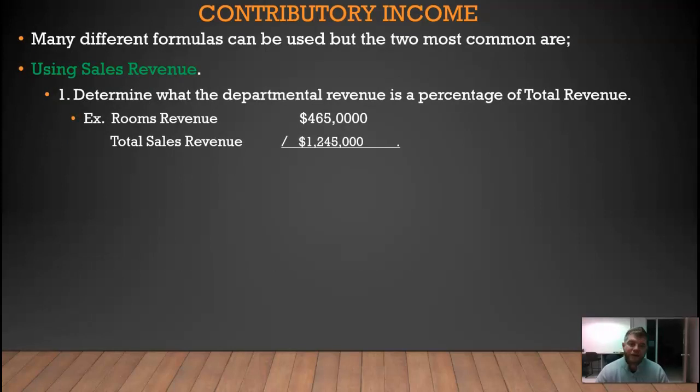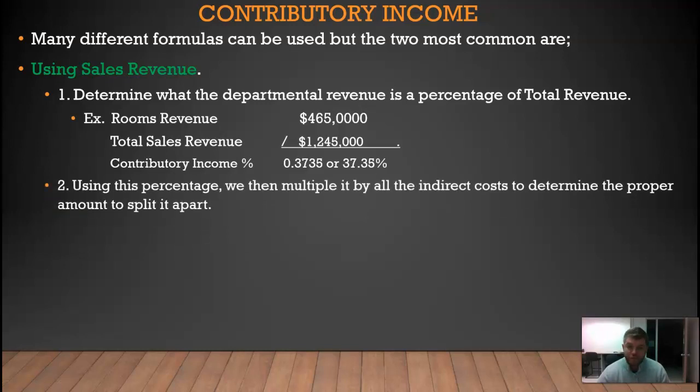There's two generic common ones that we do. One, we use sales revenue, and we find it as a percentage. So here as an example, the room's revenue is $465,000. The total sales revenue is $1,245,000. So our contributory income is 37.35%. That is 37 and change percentage of all of the revenue.